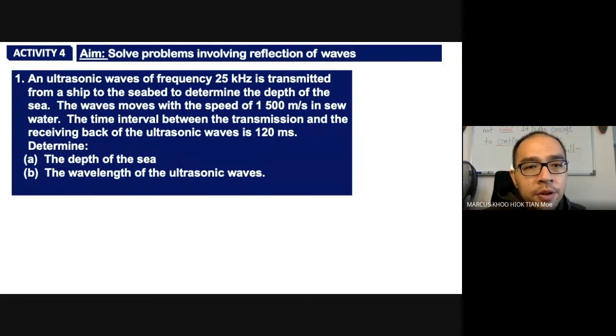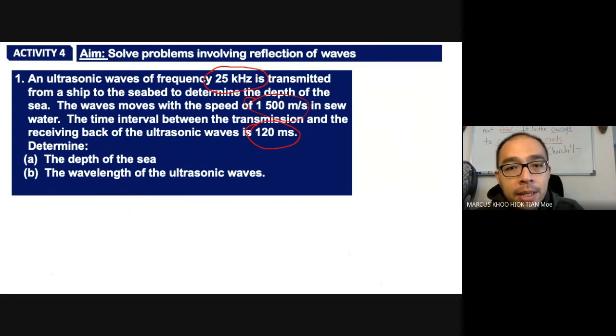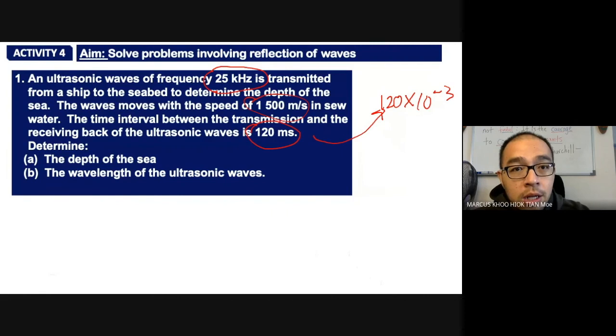Ultrasonic waves of frequency 25 kilohertz are transmitted from a ship to the seabed to determine the depth of the sea. The wave speed is 1,500. The time interval between transmission and the receiving back of the ultrasonic wave is 120 milliseconds. Be very careful about this. Milliseconds means you have to change it to 120 times 10 to the power of negative 3, because we have to do this in seconds. 25 kilohertz means 25 times 10 to the power of 3 hertz. Kilo is 10 to the power 3, milli is 10 to the power negative 3.